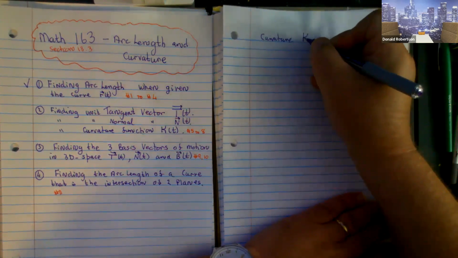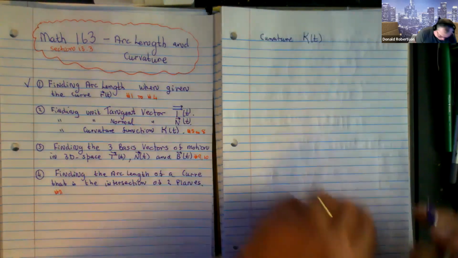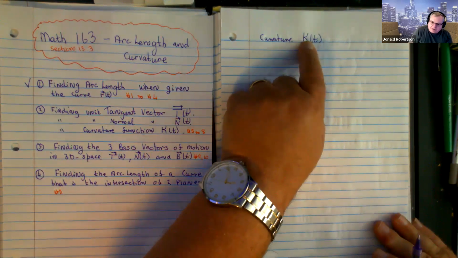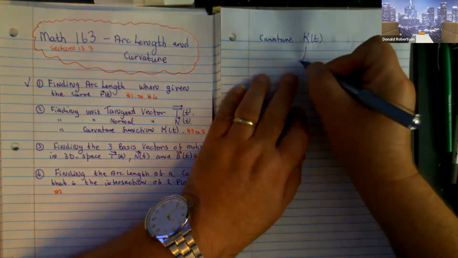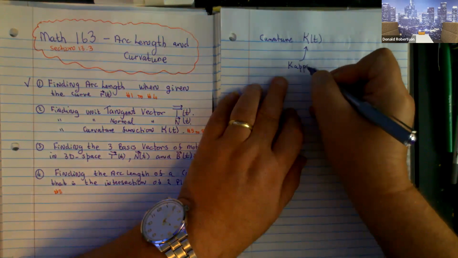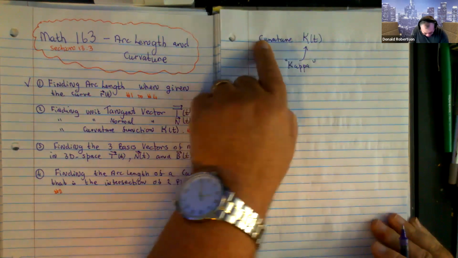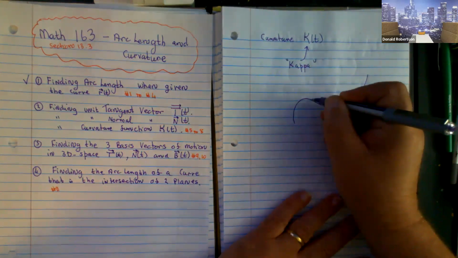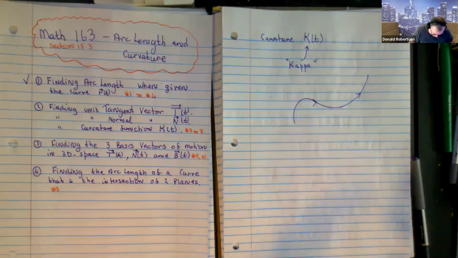The curvature of a space curve at any given time t is given by this funny little guy, and that isn't just a weird k, it's actually a Greek letter called kappa. So I would say curvature is kappa of t. Now I want you to imagine that we have a space curve in 3D space. Curvature is a number. It's a scalar that tells us how curved a curve is.